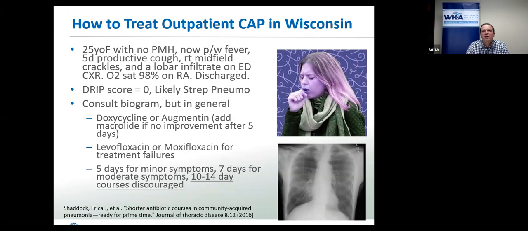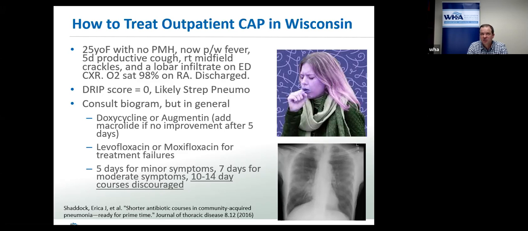Our patient on the right here is 25 years old. She has no past medical history, no allergies, takes no drugs. She's here with a fever, 5 days of productive cough, right midfield crackles again, a lobar infiltrate; you've got to squint a little bit, but it's definitely there. Her O2 sats are fine, and you decide, listen, her CURB-65 score is zero, her DRIP score is zero, all comers, this is strep pneumo until proven otherwise, I'm going to discharge her. We live in Wisconsin, what sort of pills do you want to put her on?